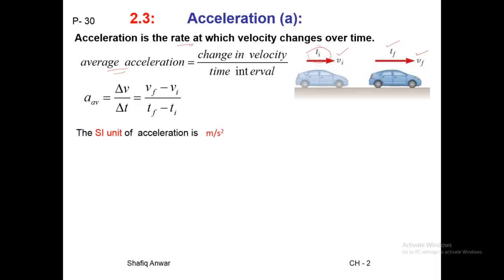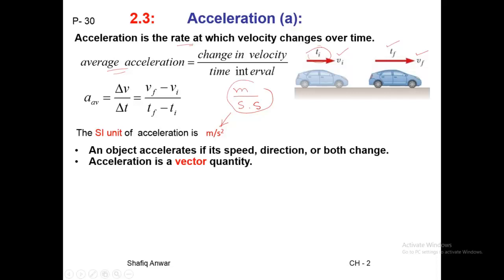The unit for it is meter per second square. Why? Because on the top you have delta v, change in velocity, so velocity is in meter per second, over time. Again, the time unit is second, so you get meter per second square. When an object accelerates, it means its speed is increasing or its direction is changing, or both change. And like velocity, acceleration is also a vector quantity.